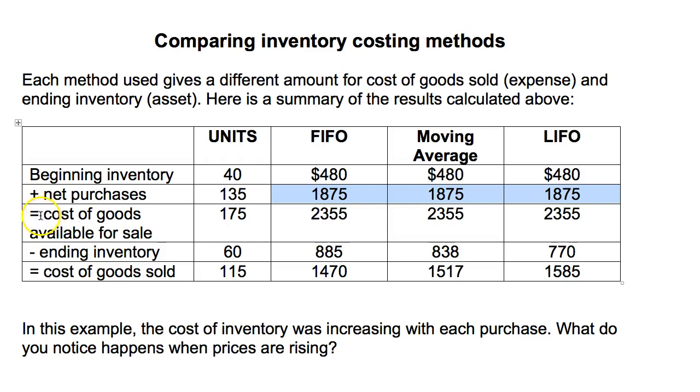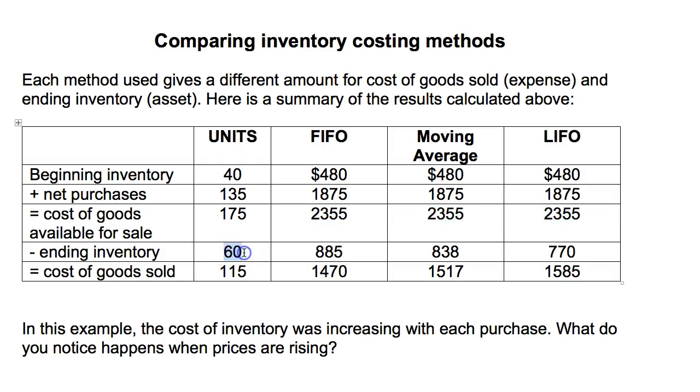If we add them up together, this gives us the cost of goods available for sale. So that is all of your inventory units, and that's the total money you've spent on your inventory, including the beginning inventory, plus what you purchased this month. So that number is the same. So what is different about the methods? The difference is how you allocate this total amount between the ending inventory and the cost of goods sold.